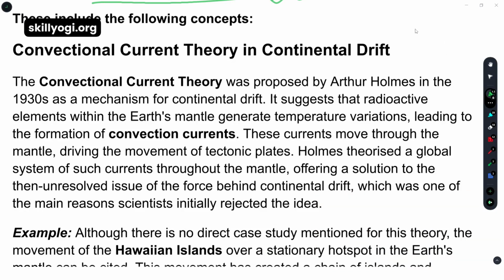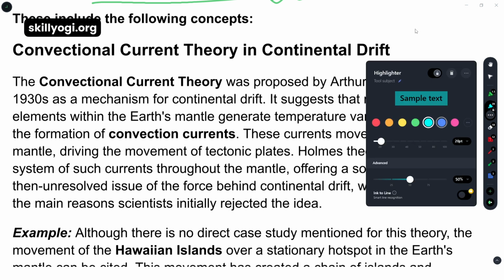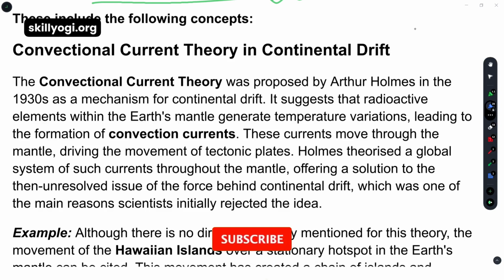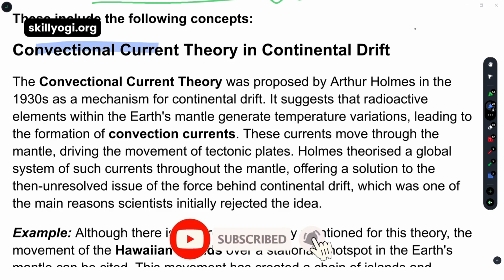So now we are going to know about the post-drift theories. Some of the post-drift theories are written over there. In an explanatory manner, we are going to know about this. The first one is the convectional current theory.